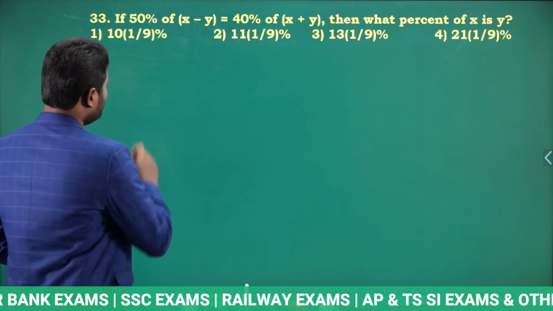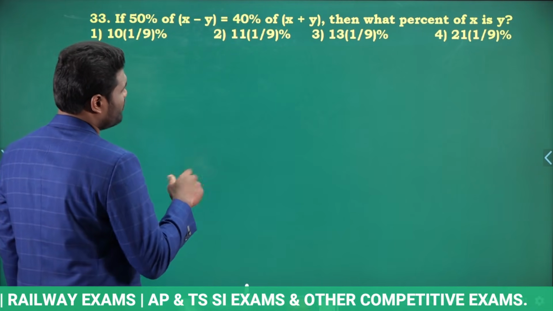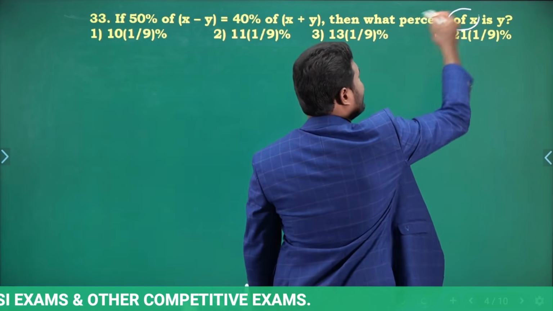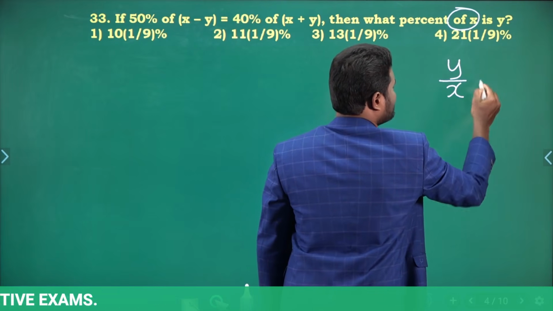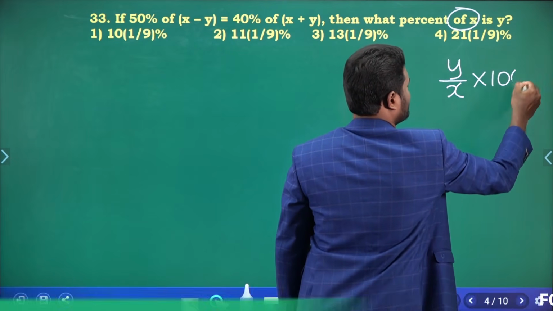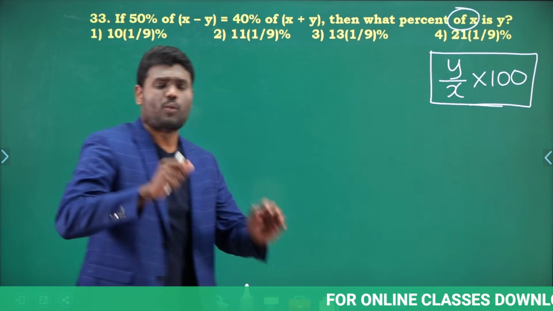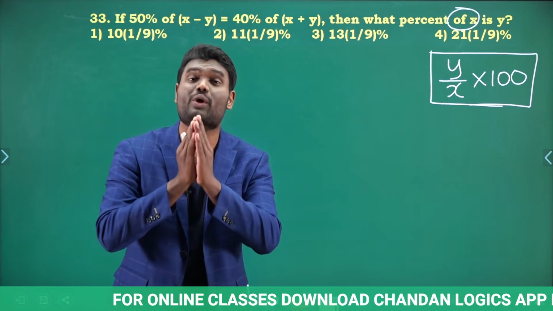If 50% of (x minus y) equals 40% of (x plus y), then what percent of x is y? After "of" you get x, so x should be in the denominator. So you need to calculate y by x into 100. Very simple. Just remember the points I have told you earlier.